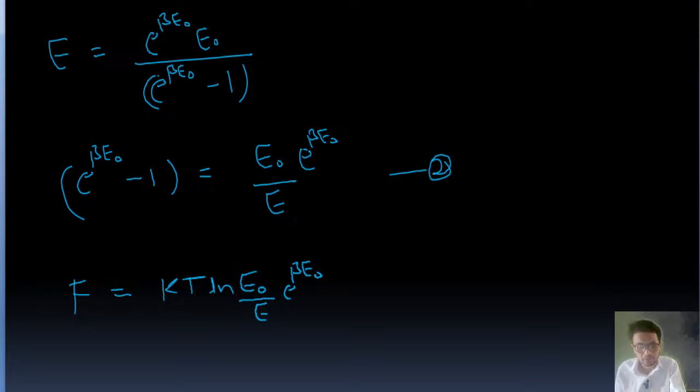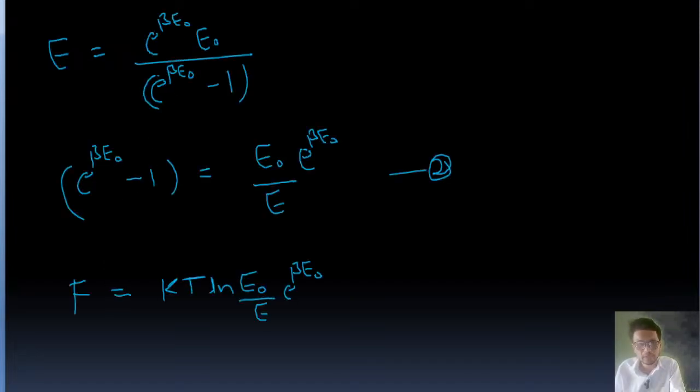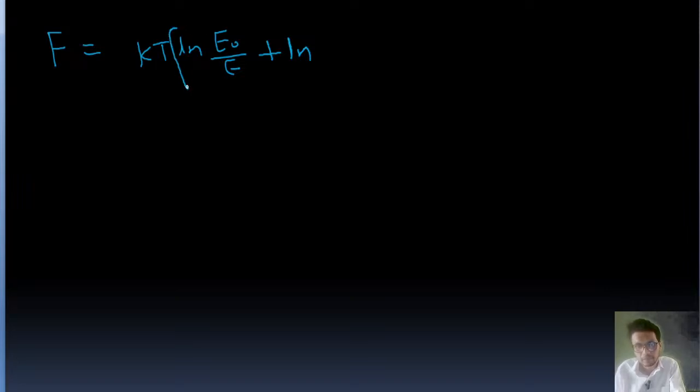Now we'll solve it. F, the Helmholtz free energy, is going to be kT ln of this value. ln of A into B we can write as ln A plus ln B. So F is going to be kT [ln (e naught upon E) plus ln e to the power beta e naught].